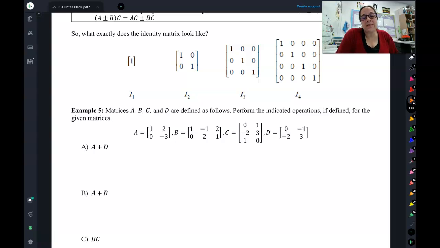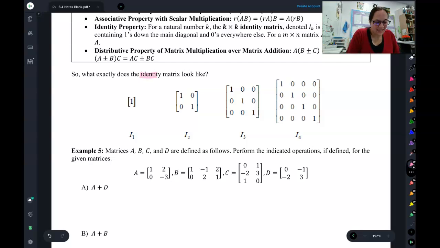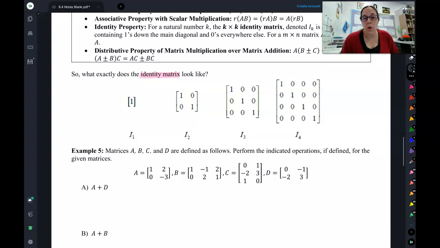Before we practice, let's cover one last vocabulary word, and that is the identity matrix. The identity matrix is basically the reduced row echelon matrix from last lesson. The identity matrix will always be a square matrix, 2 by 2, 3 by 3, 4 by 4, 5 by 5, like a reduced row echelon form. And it will always tell you what size it should be.